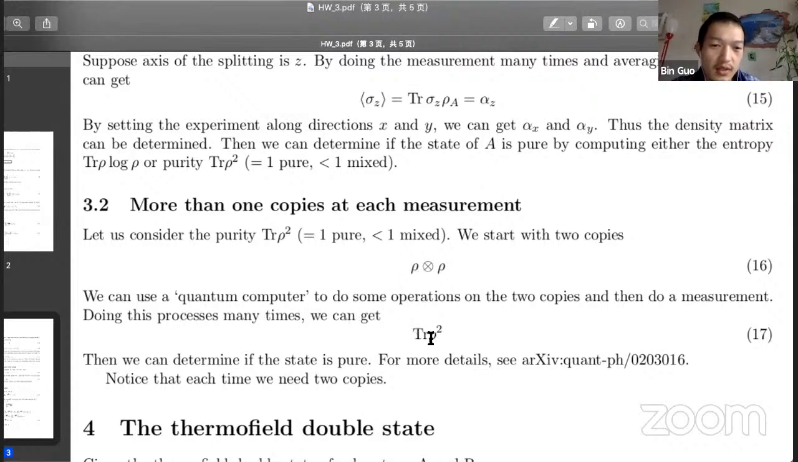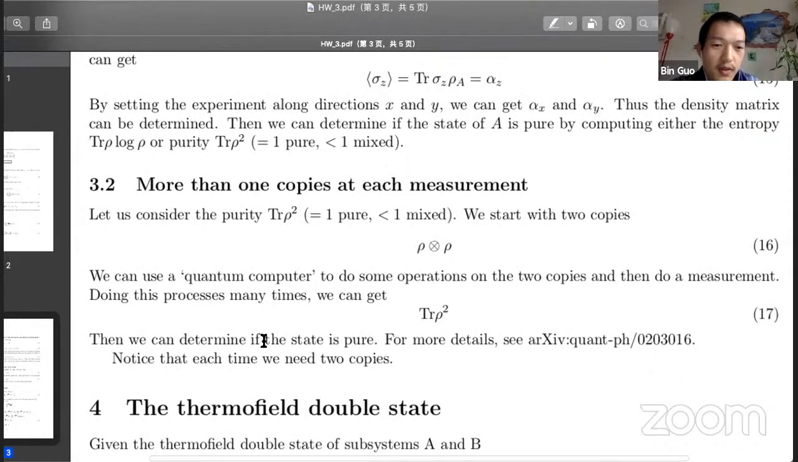And then that's trace rho squared. Then we can find if the state is pure. For more details about this method, you can look at, for example, this paper. But the idea here is that each time we do the measurement or do the quantum operations, we need 2 copies. Okay, so that's this. Are there any questions?